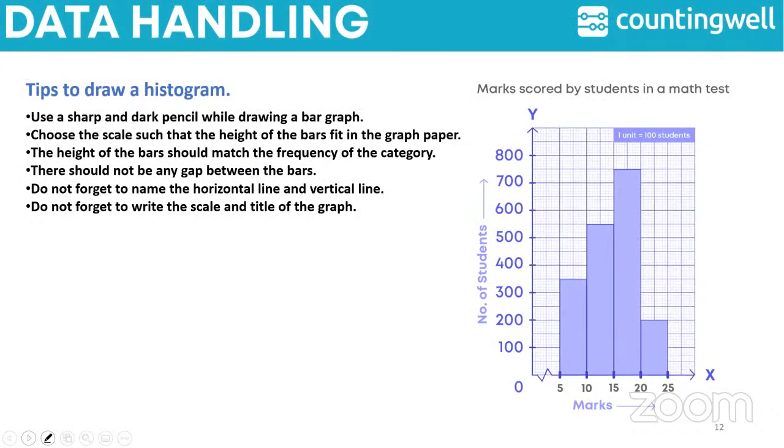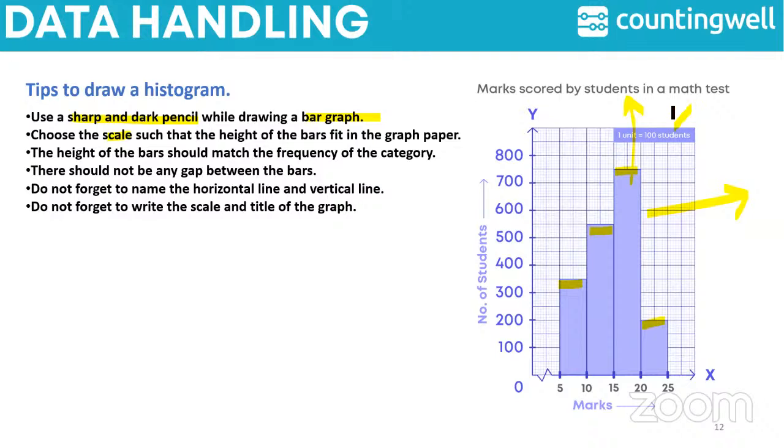Let us see some tricks to draw a histogram. First of all, you have to use a sharp and dark pencil while drawing a bar graph, so that we can clearly see the frequency marked or the height of the bar, because it is very important. Next, you have to choose a scale such that the height of the bar fits in the graph paper. The height of the bar should not go beyond the graph paper.